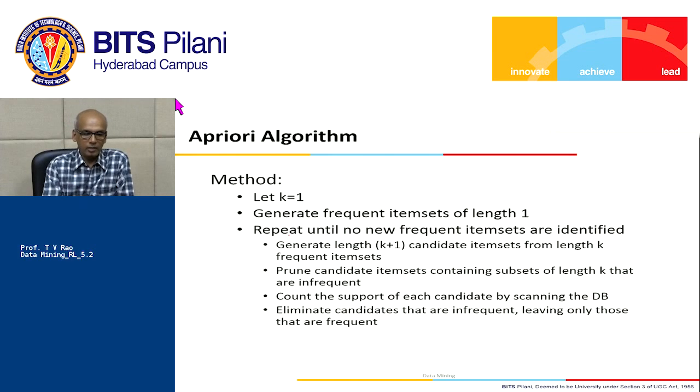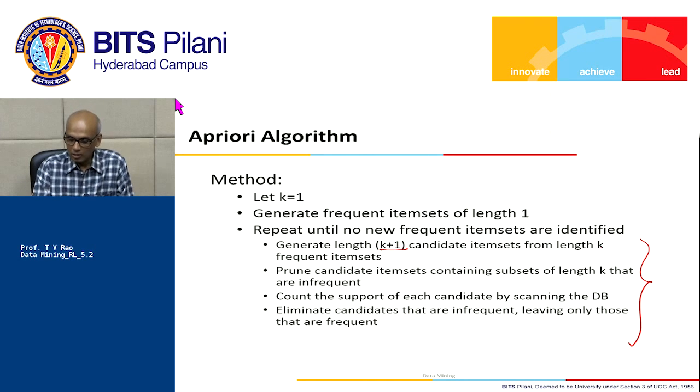To formally put it, the algorithm works like this. It starts with k equal to 1, generates frequent item sets of length 1, and repeats until no new frequent item sets are identified. Till then you keep performing this loop. So what are you doing? You are generating k plus 1 item sets from the length k frequent item sets. But just because they come from frequent k item sets does not mean that all the k plus 1 candidate item sets are going to be frequent.